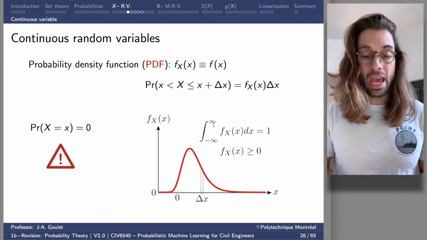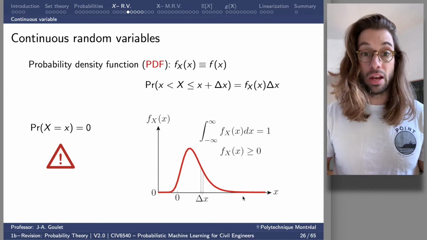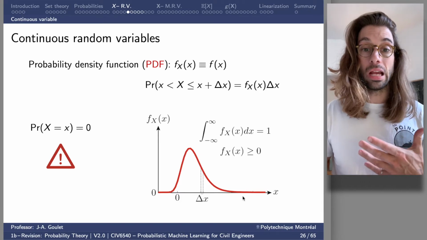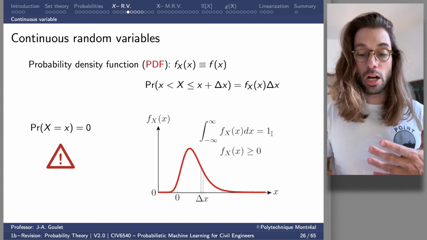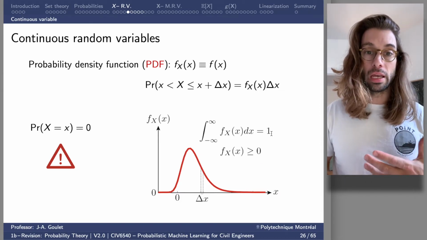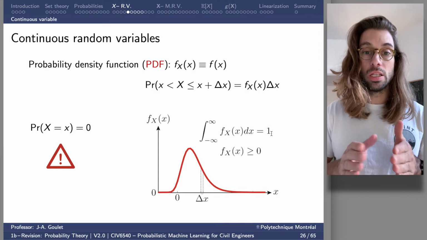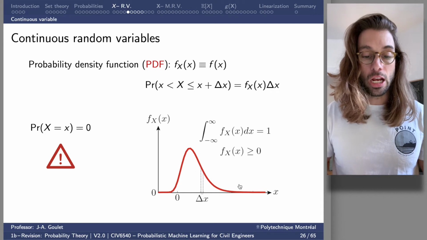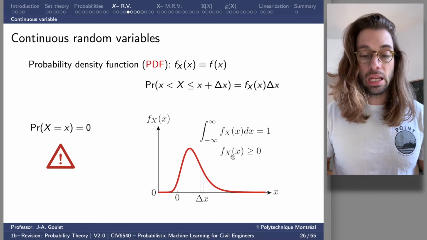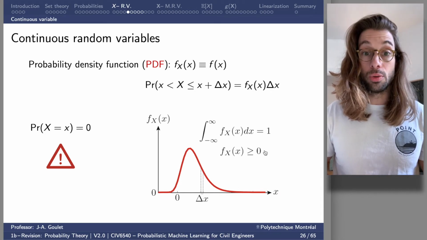And if we integrate this probability density over the whole possible domain for x, so over its whole sampling space, the result must be equal to 1. Okay, because the probability defined over all possibilities must be the certain event. And here in all cases, the probability density must be greater or equal to 0.